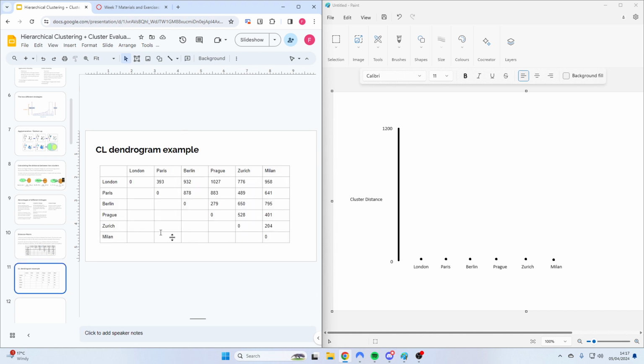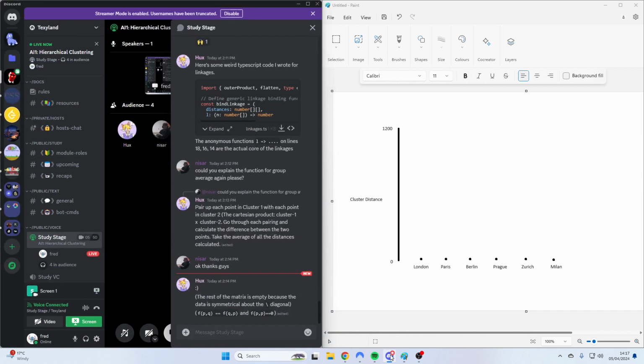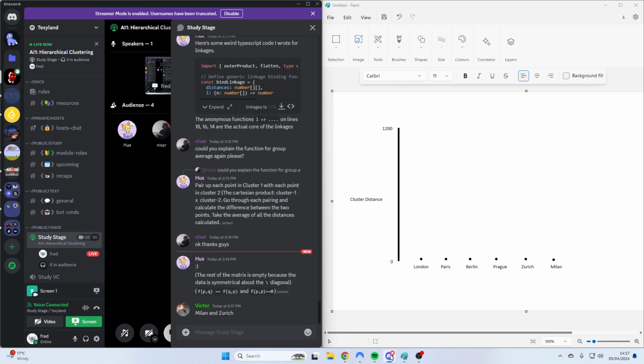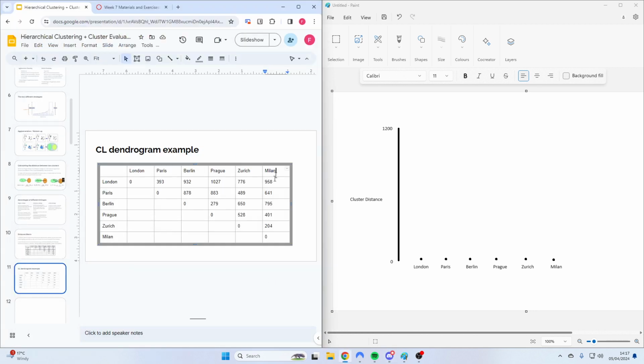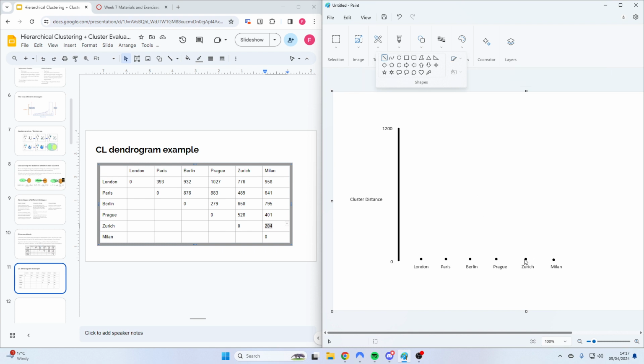So right now everything is its own element. So which ones would we merge first? Does anyone know? So when we're doing a dendrogram, we always merge the smallest. Milan and Zurich, yep, 204. So there's nothing smaller. So we start out by merging these two. Zurich and Milan are the smallest, and we always merge the two closest clusters. Right now every cluster is just by itself, so we can merge these.